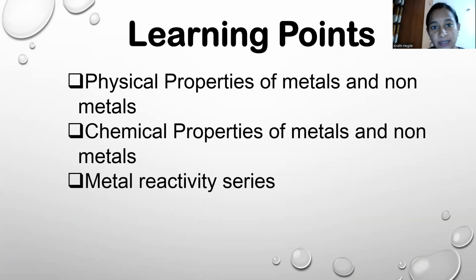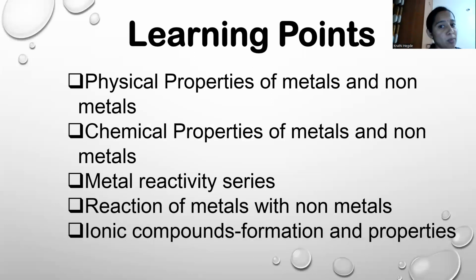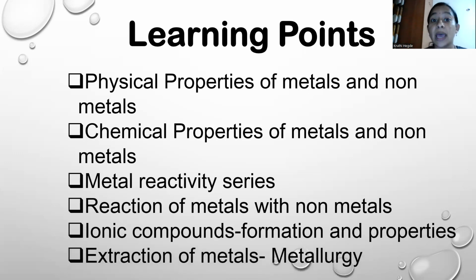Metal reactivity series. In this chapter, we are also going to discuss the reactivity or reaction capacity of various metals, how we can compare them, which is more reactive, which is less reactive. Reaction of metals with non-metals to form ionic compounds will also be discussed. Ionic compounds, their formation and properties. Lastly, we are going to discuss extraction of metals, which is generally called metallurgy. Very important concept indeed.